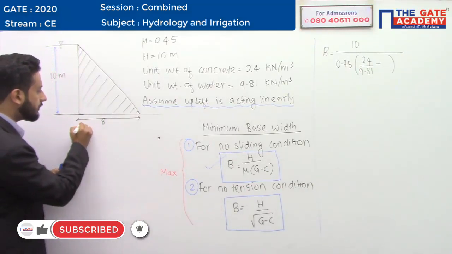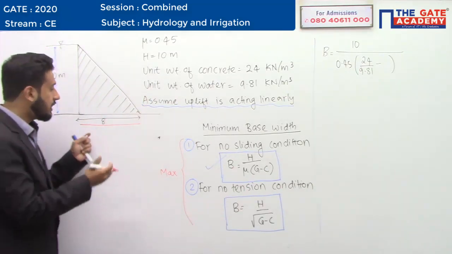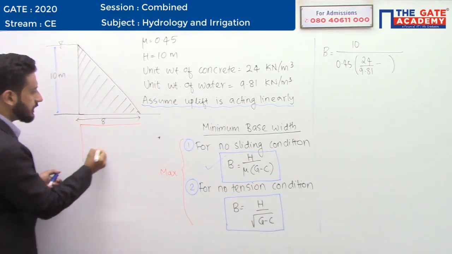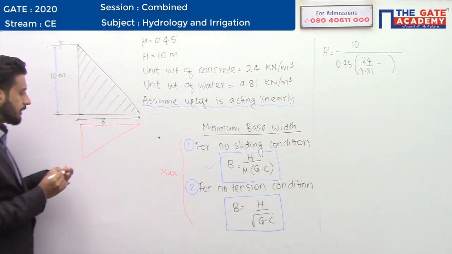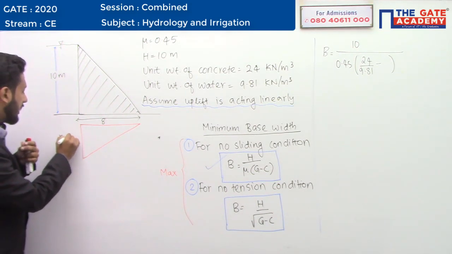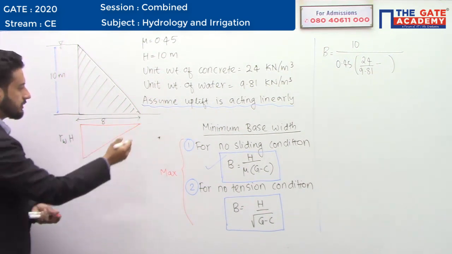Okay, so we know the uplift pressure. If some water is there, then this also will come. We have done questions based on this in the GATE booster sessions also. In this case, the uplift pressure is going to vary like this. There also I told you the equation is going to be gamma W into capital H here, gamma W into small h here, and here it is 0.